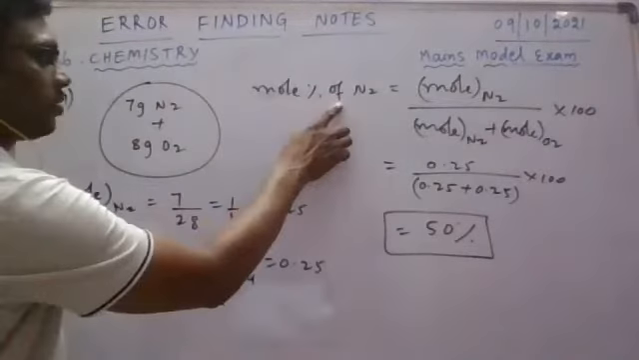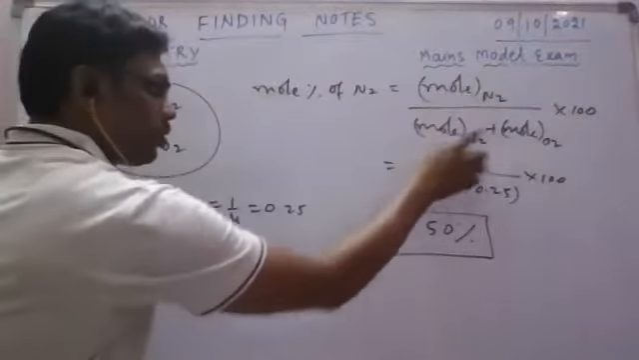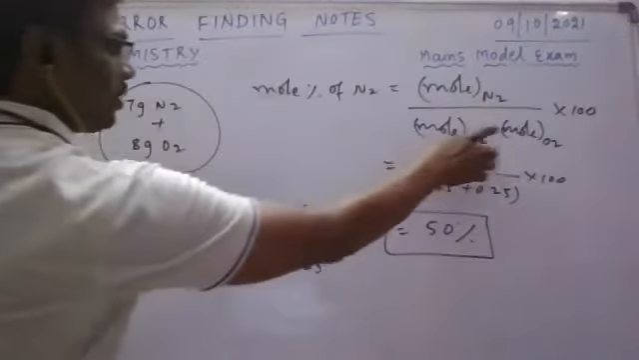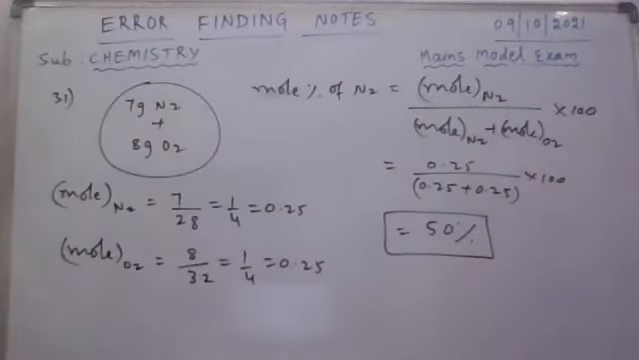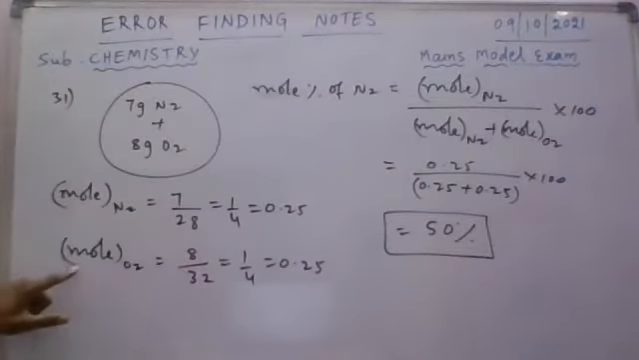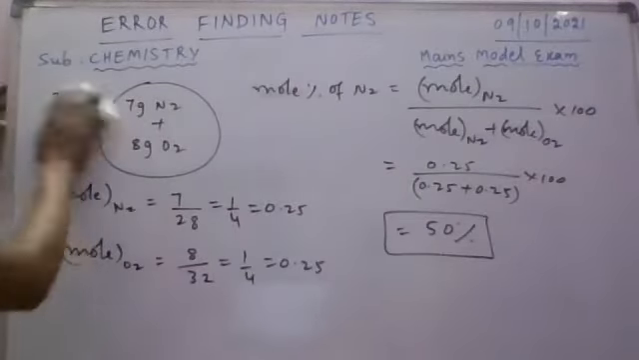Mole percent of nitrogen means number of moles of nitrogen by total number of moles. In the mixture there are only two components, moles of nitrogen plus moles of oxygen. Number of moles of nitrogen is given weight by gram molecular weight. For oxygen, also given weight by gram molecular weight.